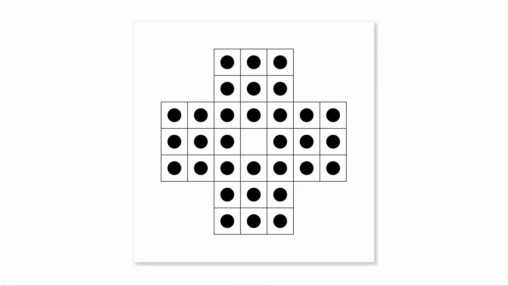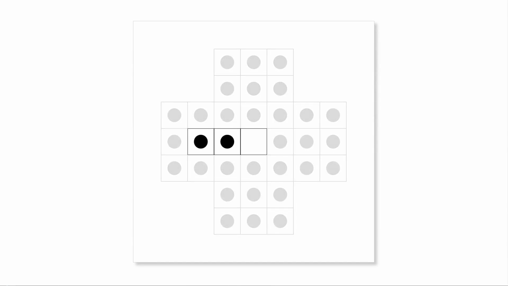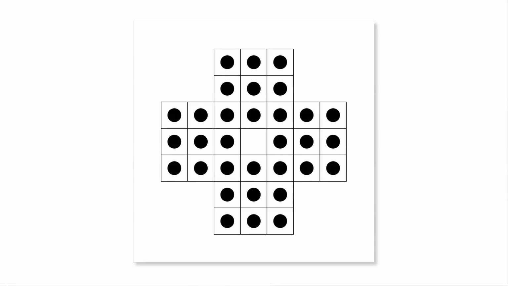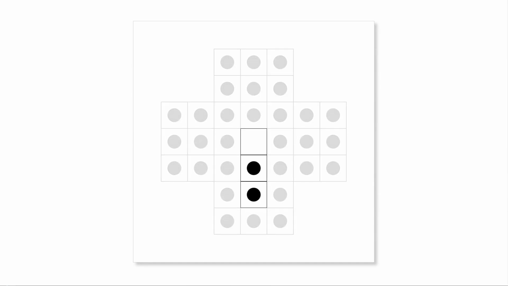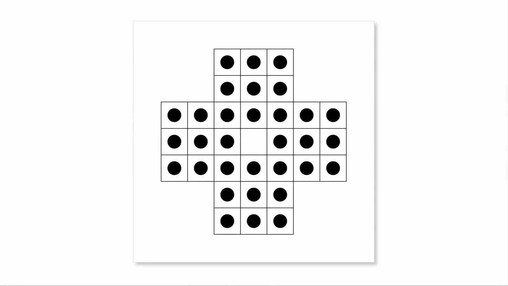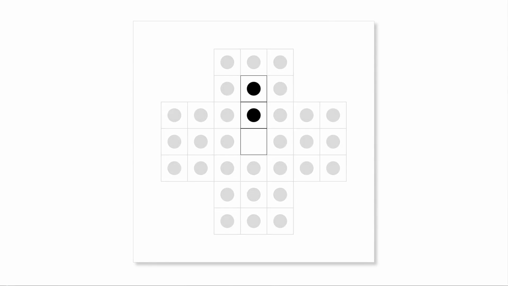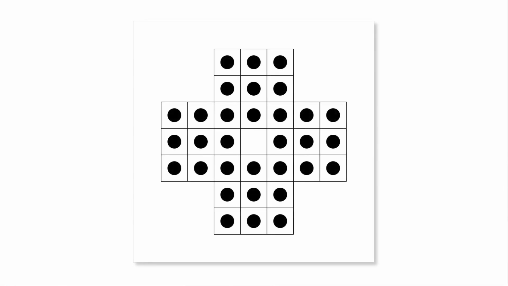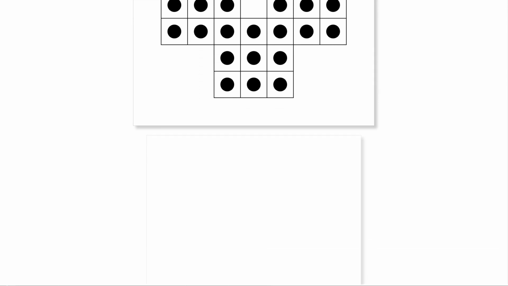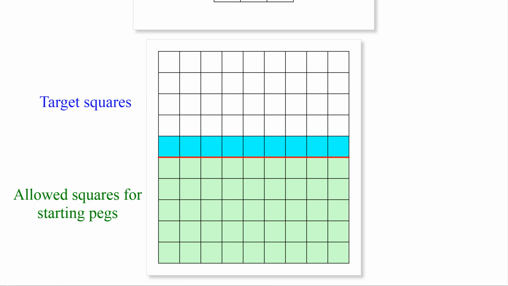Okay, we can do the same from left to right and in columns, going up or going down until there's only one left. But we'll change the board. Let's use an infinity board this time. You can put the pegs anywhere below the red line, and you have to reach the squares above the red line, leaving only one peg.